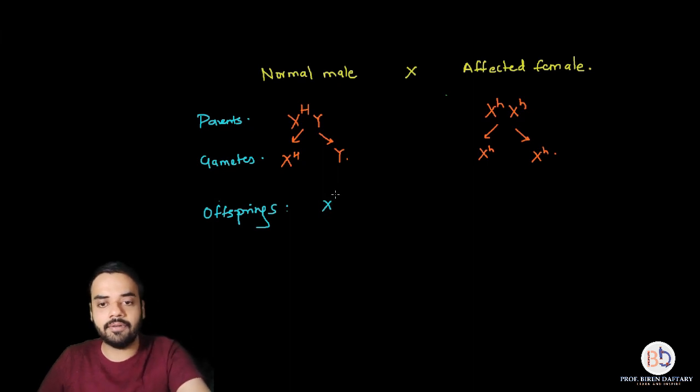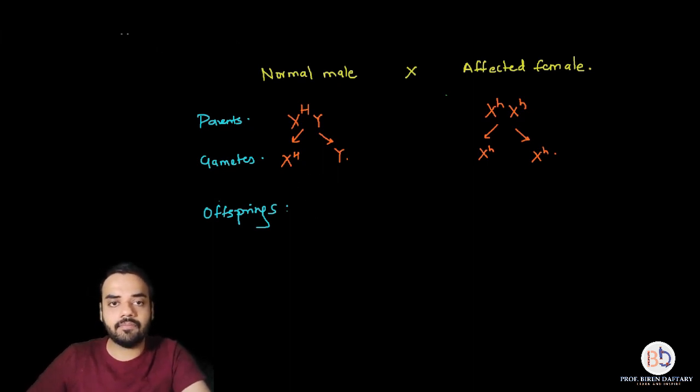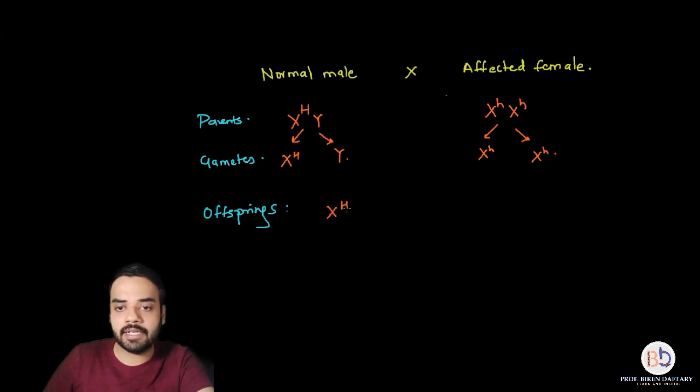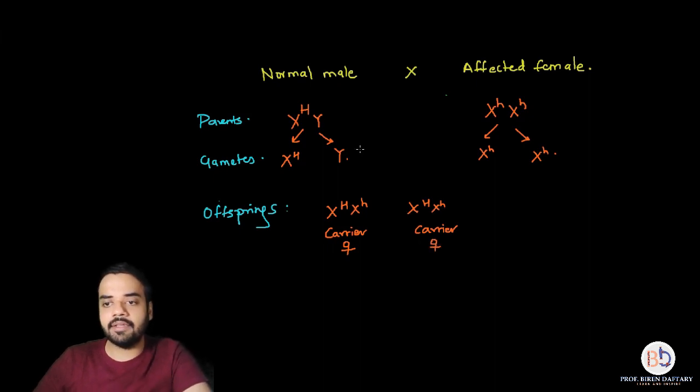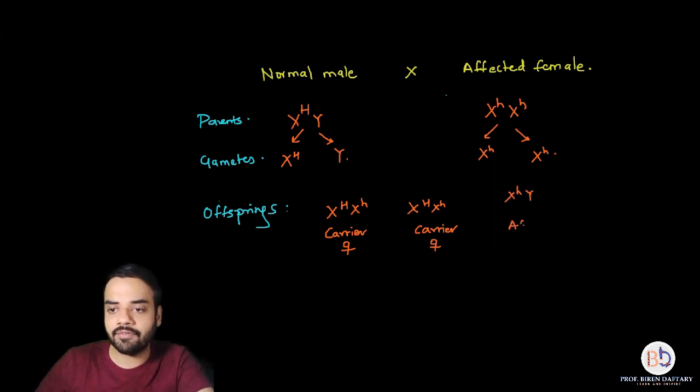X capital H, X small h, which is a carrier female, correct? Next will be again X capital H, X small h, which is a carrier female. Then we take both the males, X small h, Y, which is an affected male, and the next one will be again X small h, Y, which will be an affected male.